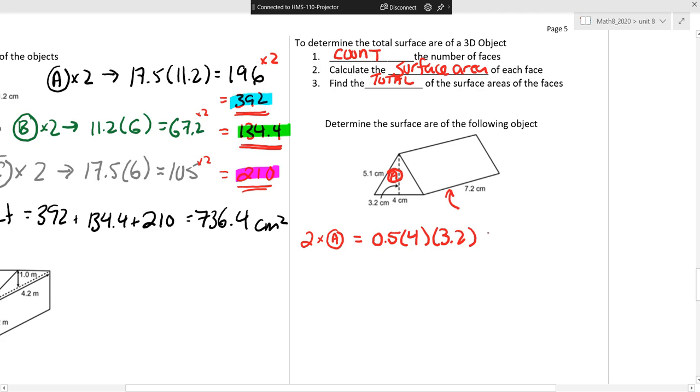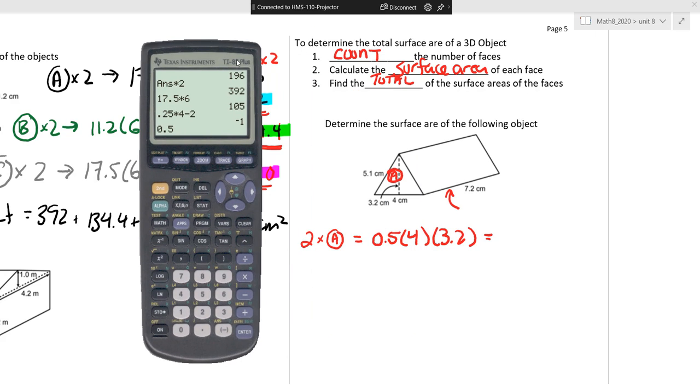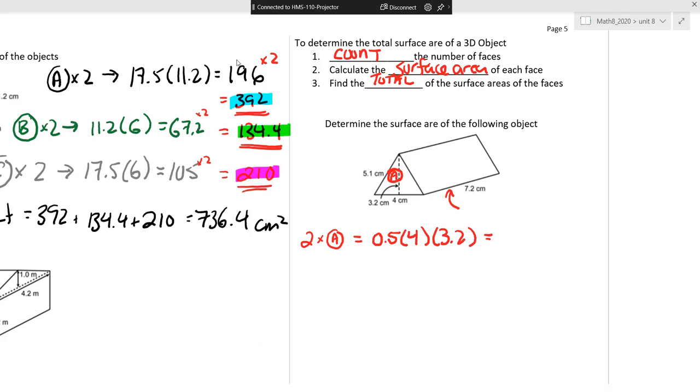All right. So now practice using your calculator. We plug this in. We go 0.5 times, I'm going to move this over, times 4 times 3.2. All right, so just don't look at the screen here. This is where students make the mistake. It's not just setting this up, it's just using your calculator. Right? That's the skill you need here. So that's 6.4.